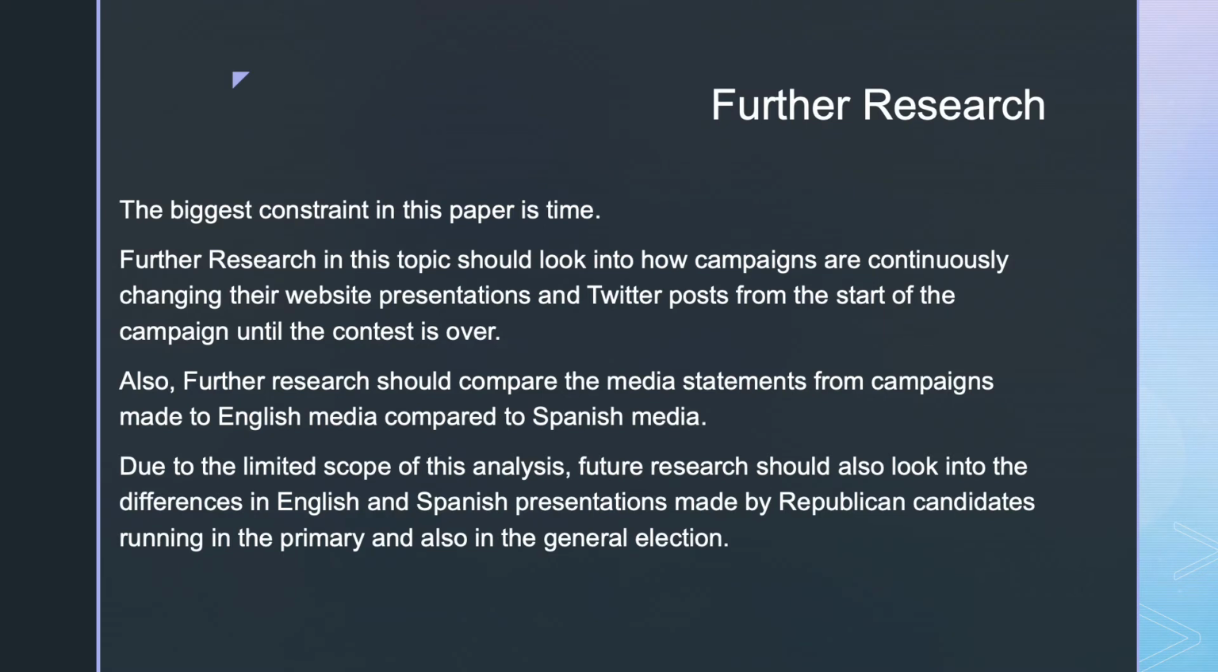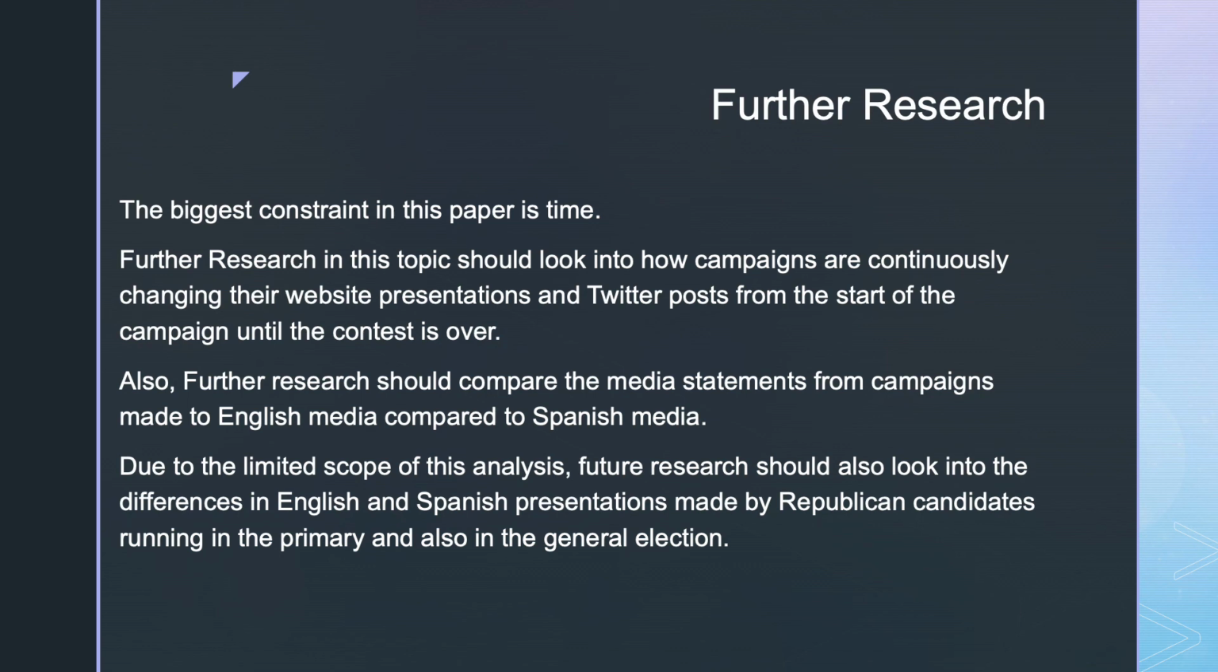Further research. The biggest constraint in this paper is time. Websites were only analyzed once in November, and the tweets were analyzed for a 3-month time period of November of 2019 to February of 2020. There's a possibility campaigns' presentations changed prior to doing the analysis. Further research in this topic should look into how campaigns are continuously changing their website presentations and Twitter posts from the start of the campaign until the contest is over.